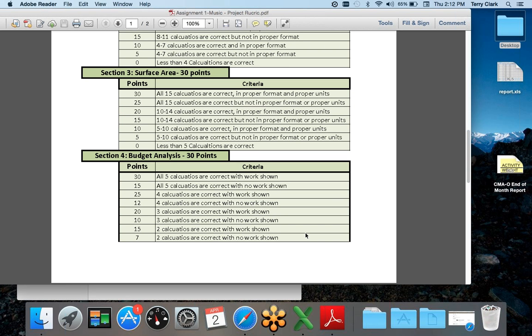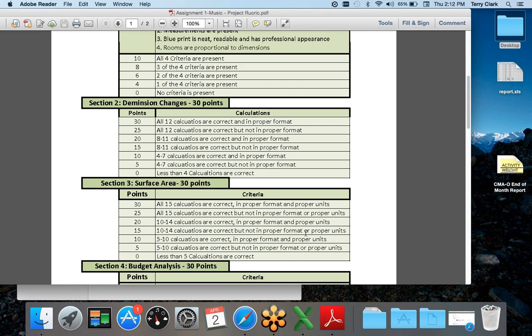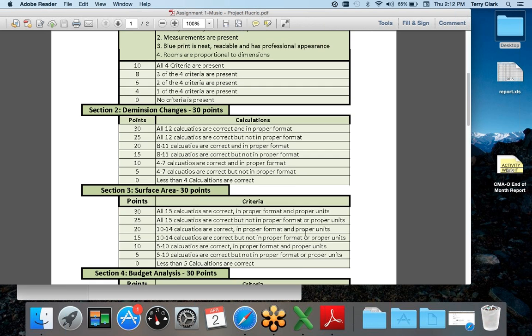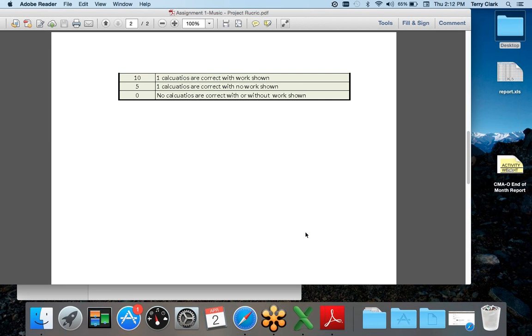Then the next portion is going to be the budget analysis. Okay, that's going to be section 4, budget analysis. And that's going to be worth 30 points. There's going to be 5 calculations that have to be done in the budget analysis. Okay, so I've got sections 4, 3, 2, and 1, and all 4 of those sections have to be done in order for me to do well. Now if I didn't do the blueprint, the highest grade I can make is a 90. But the other sections are going to be more important.